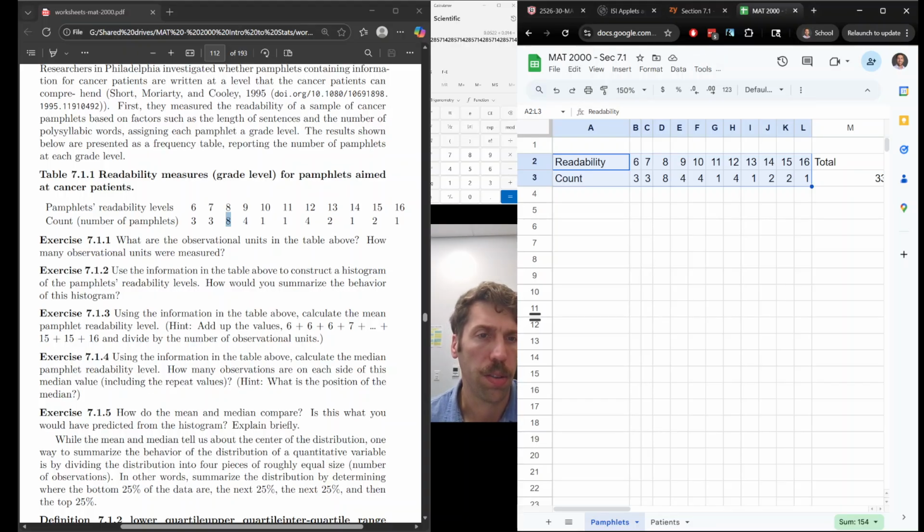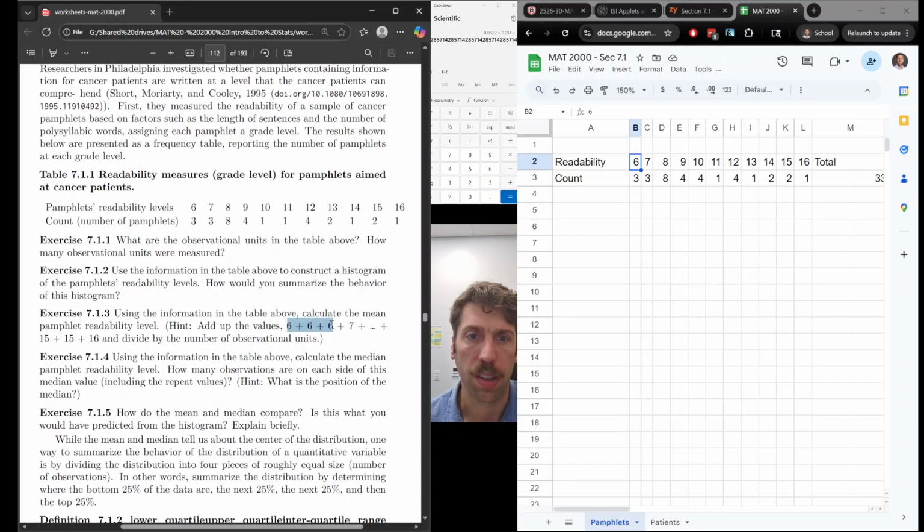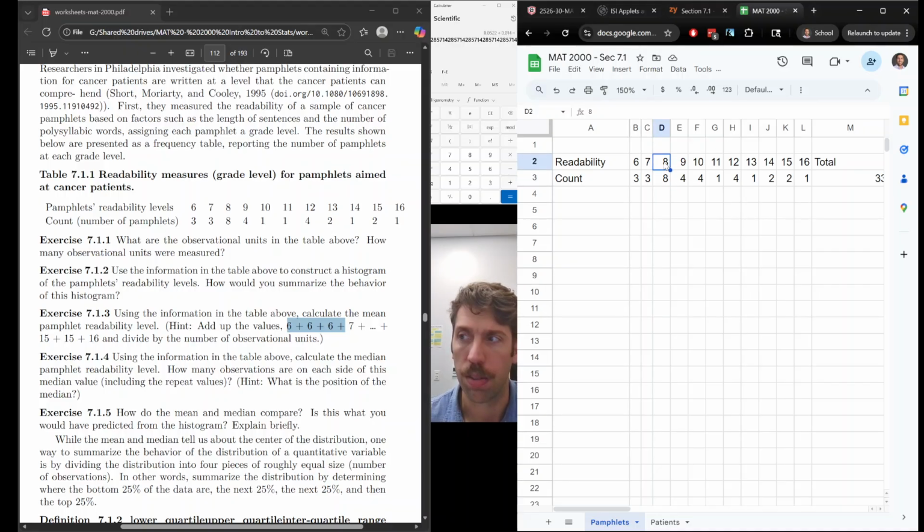Number 3, using the information in the table above, calculate the mean pamphlet readability level. For instance, look at this hint. Because there are 3 pamphlets at 6th grade reading level, you have to do 6 plus 6 plus 6. Because there are 3 at 7th grade level, you do 7 plus 7 plus 7. There are 8 at 8th grade reading level, so you have to do 8 plus 8 plus 8 plus 8 plus 8 plus 8 plus 8 plus 8.